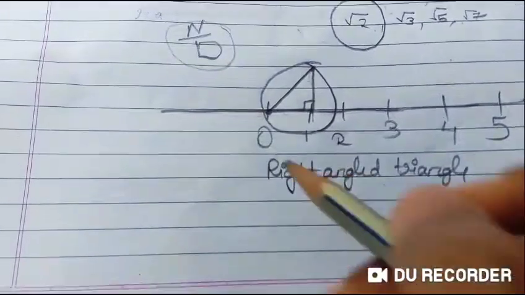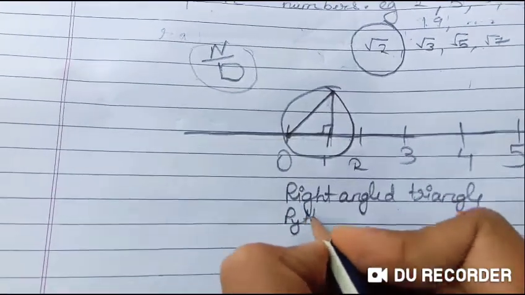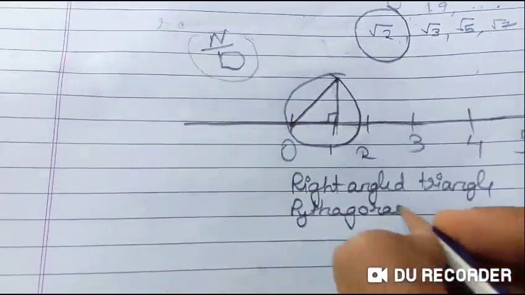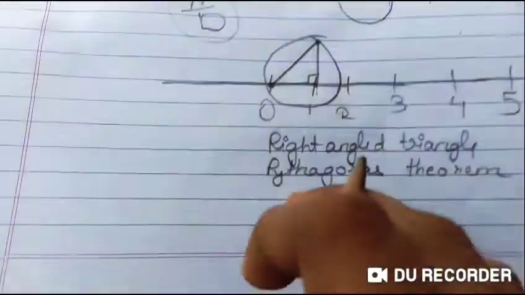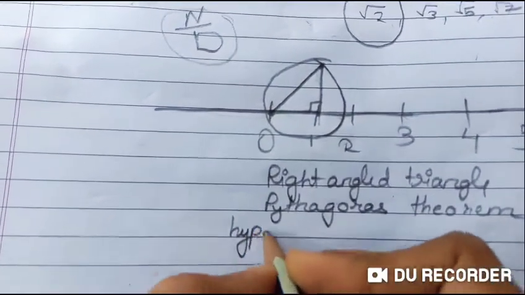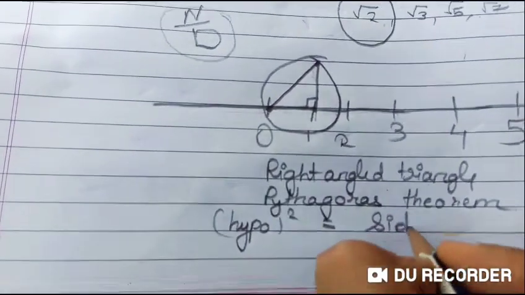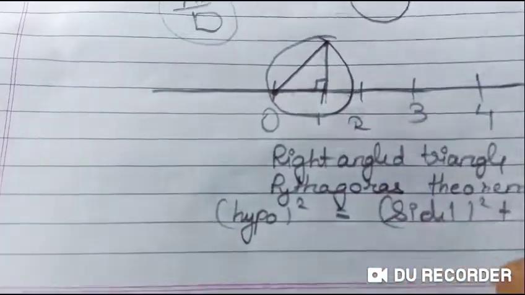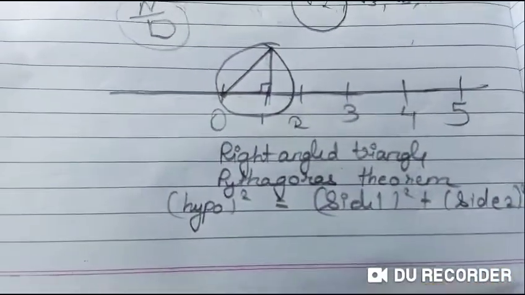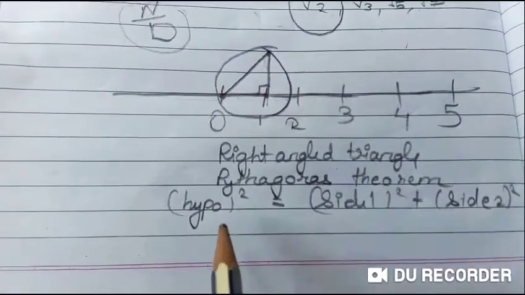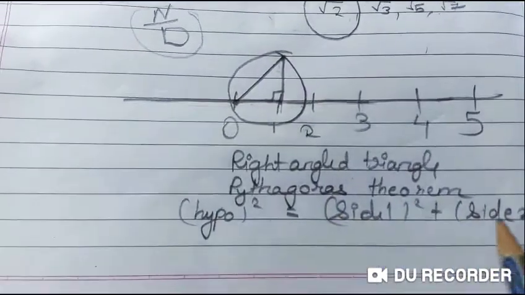Last year we learned that a right angled triangle has a special theorem applied to it, that is the Pythagoras theorem. What does the Pythagoras theorem say? Hypotenuse square is equal to side 1 square plus side 2 square. Or in other words, hypotenuse square is equal to base square plus height square, or side 1 square plus side 2 square.